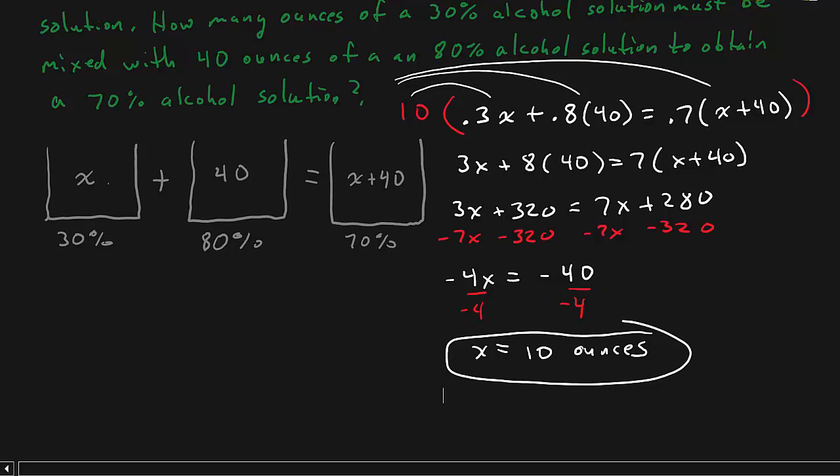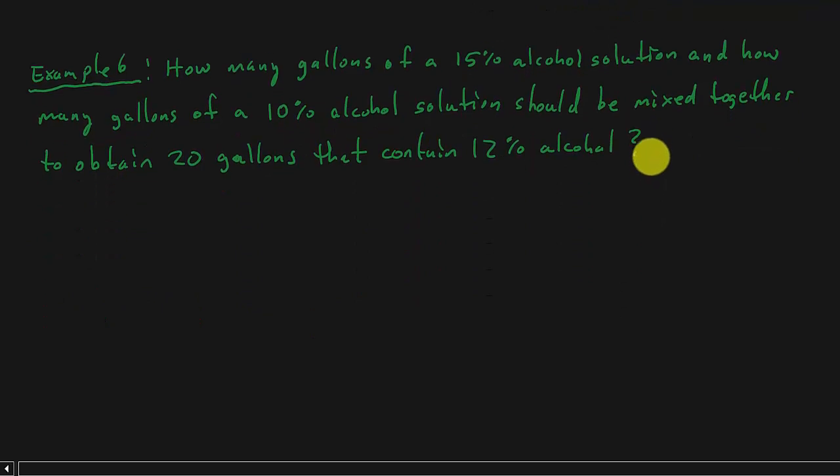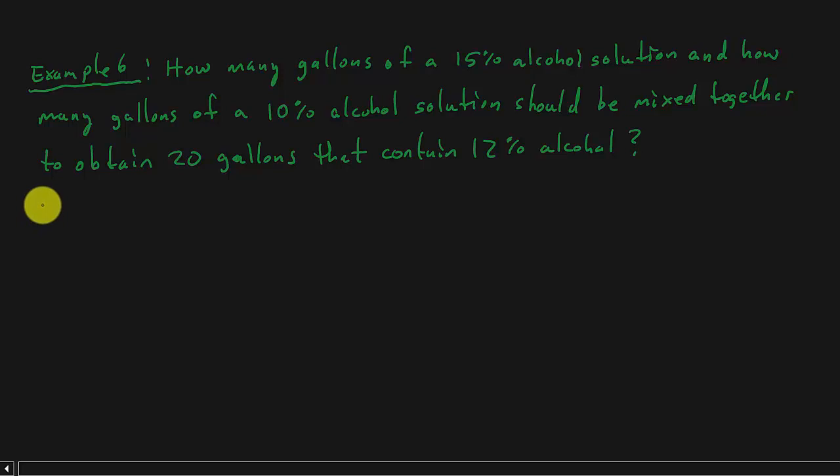All right. So now let's look at this one. Oh, another mixture problem. How many gallons of a 15% alcohol solution and how many gallons of a 10% alcohol solution should be mixed together to obtain 20 gallons that contain 12% alcohol? Well, let's do our containers again.